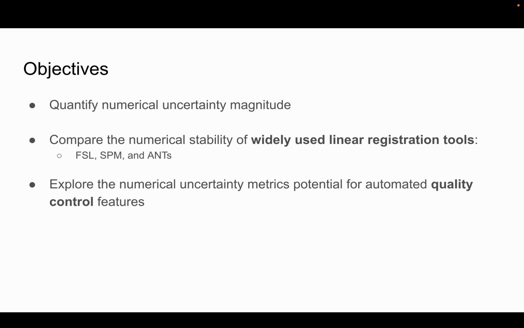The objectives here are: first, to quantify the magnitude of numerical uncertainty to see how important it is in linear registration; then to compare the numerical stability of widely used linear registration tools in different software packages like FSL, SPM, and ANTs; and then to explore whether it is possible to use numerical uncertainty metrics as automated quality control features.